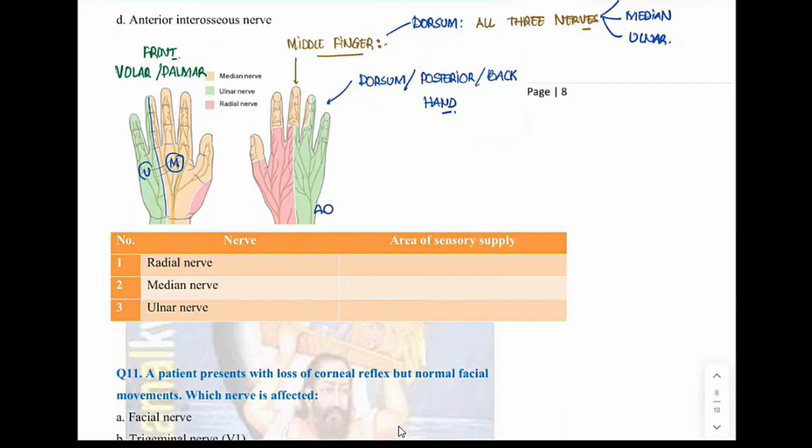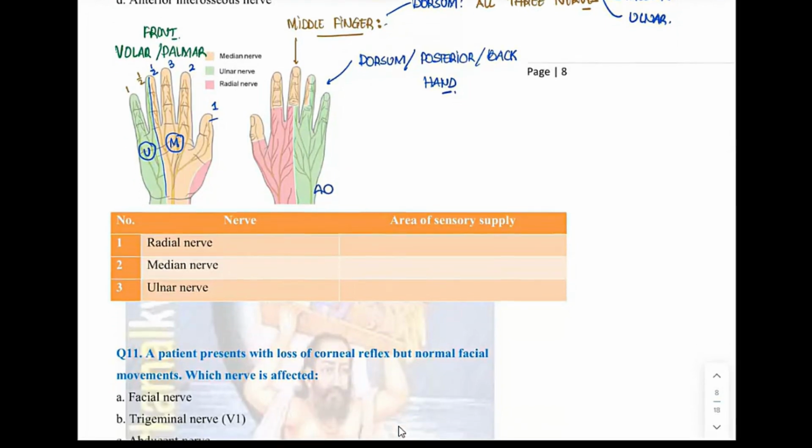So we count from here. This is thumb. So first, second, third, half. So lateral 3.5 fingers is all territory of median nerve, and medial 1.5 fingers is all territory of ulnar nerve. So please remember this. For radial nerve, dorsum of hand. Median nerve, volar aspect of hand. Ulnar nerve, mainly on volar aspect of hand.